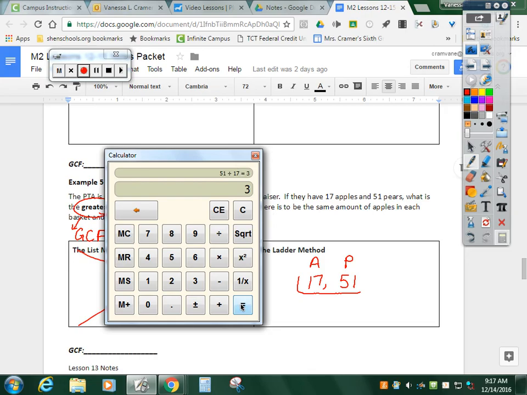That means that both of these numbers can be divided by 17. 17 divided by 17 is 1, and 51 divided by 17 is 3. So the greatest number of baskets here is going to be 17, or a GCF of 17. Those are tricky, but always double check that they can be divided by the smaller odd looking number, okay, because that will really help you.